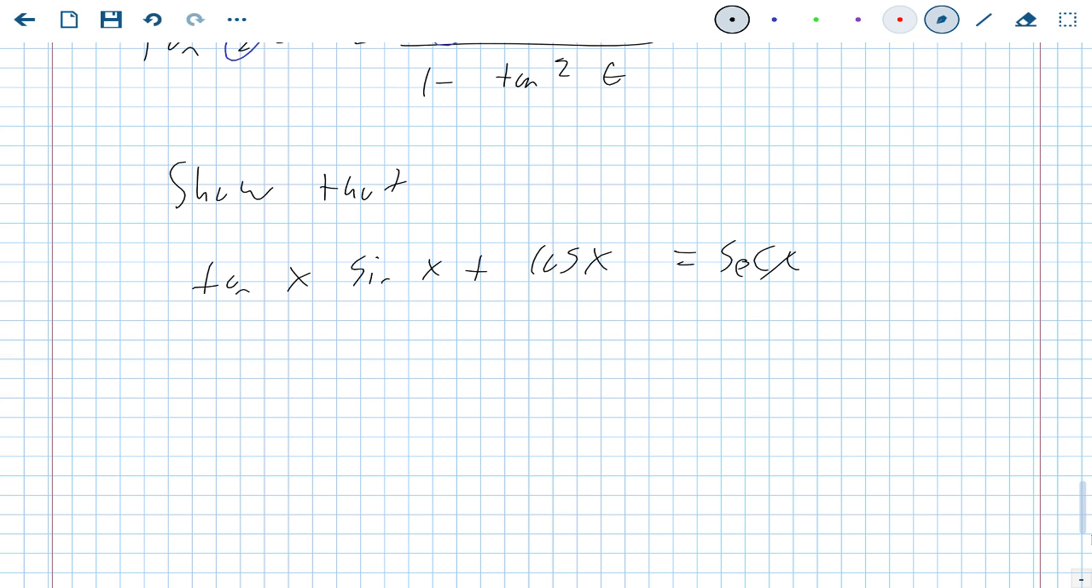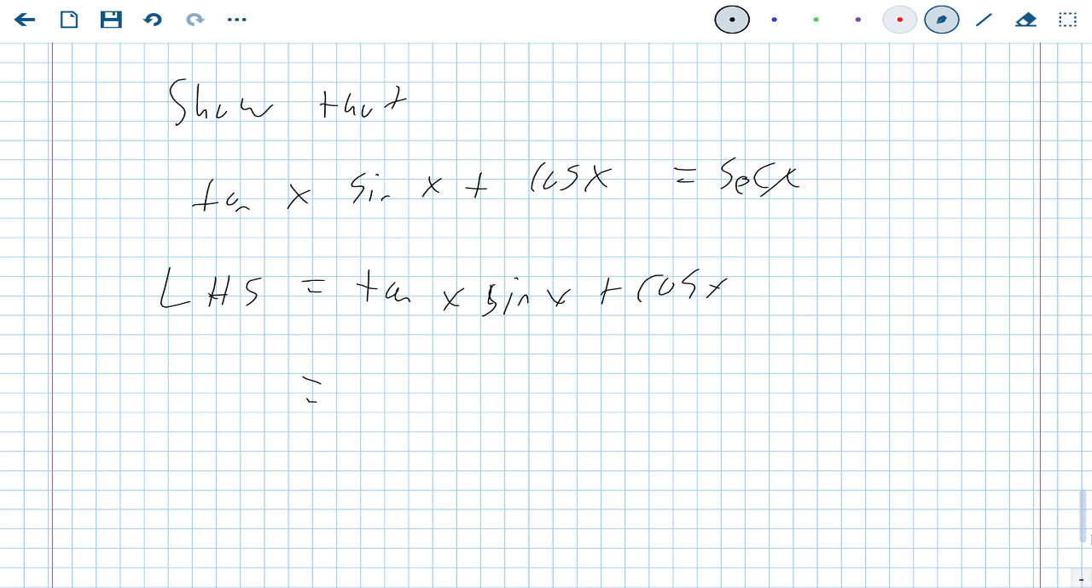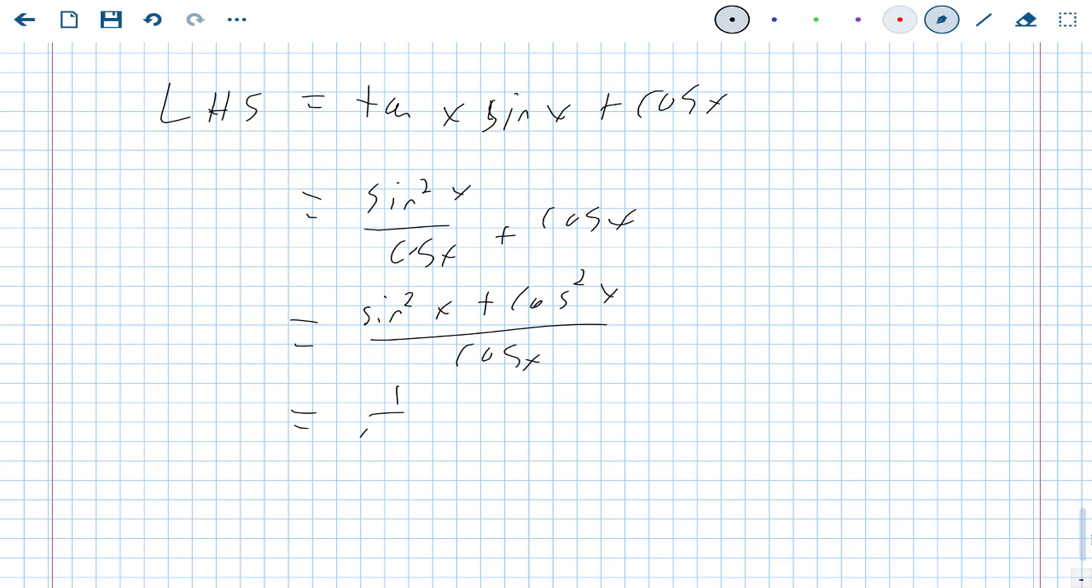Essentially what they want you to do is say the left-hand side here is equal to this, so tan x sine x plus cos x, and you'll write this out. This one's quite simple. Here you just get sine squared x over cos x plus cos x, and then you can multiply cos x by cos x. So sine squared x plus cos squared x over cos x, and again that's just the Pythagorean identity. So that's 1 over cos x, which is equal to the secant of x, and there you go. That's equal to the right-hand side.